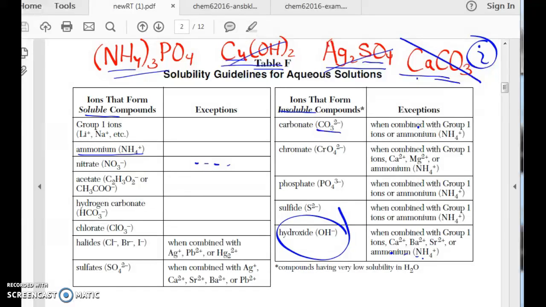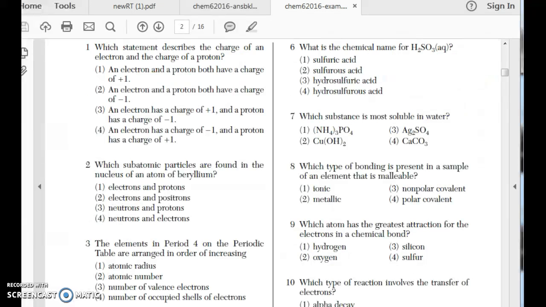Or you can look at the rule for phosphate. Phosphates are insoluble, but there are exceptions, one of which happens to be NH4. So either which way you go, you're going to get the right answer. So that, again, was choice 1.